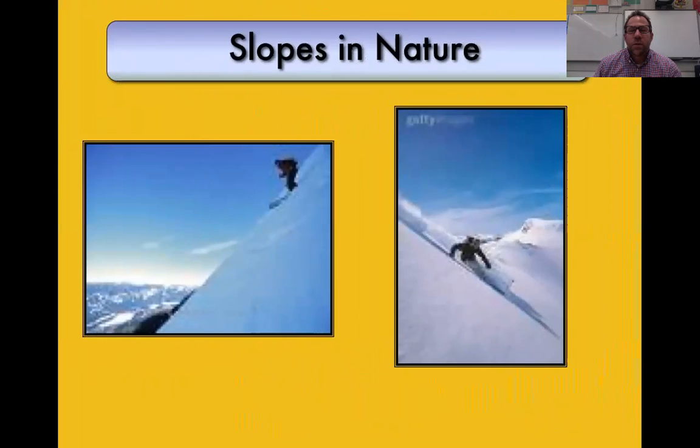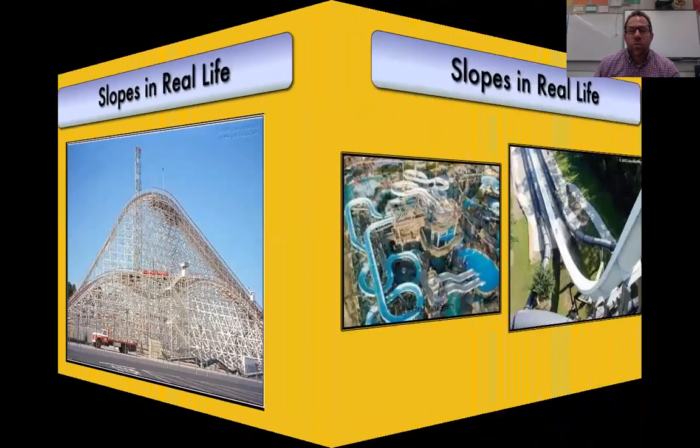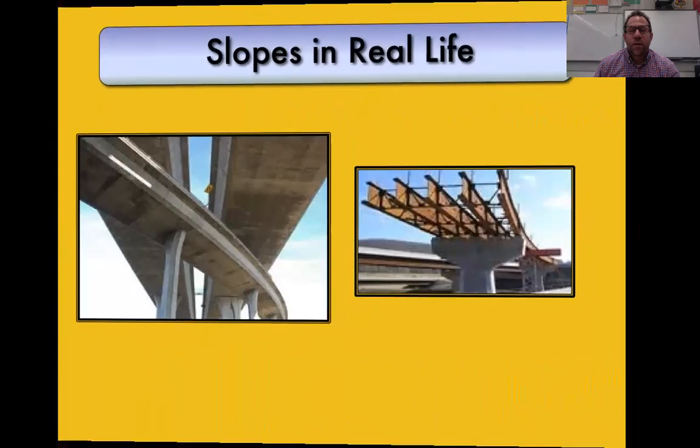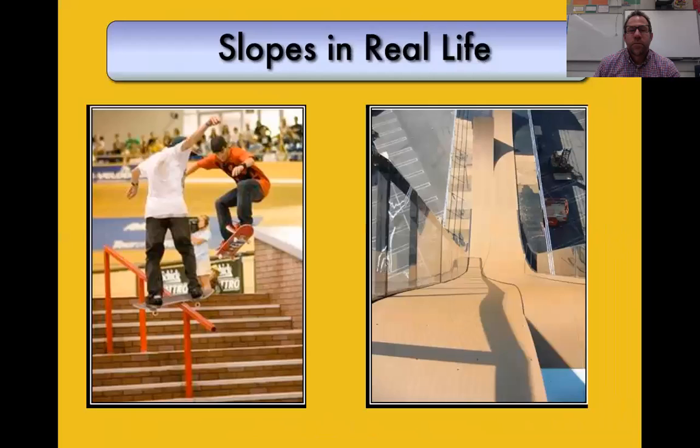We looked at some examples of slope in nature. We looked at some examples of slope in real life. We talked about roller coasters and water slides. And then we looked at freeway overpasses. This was a street that's one of the steepest streets in the world. We looked at skateboarding, this mega ramp from the X Games.